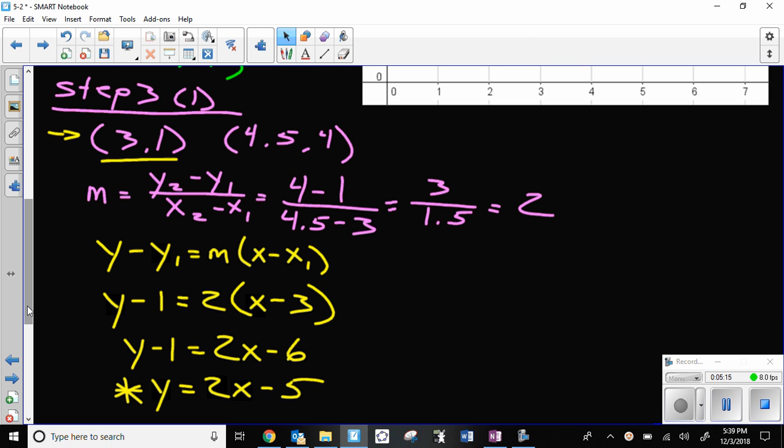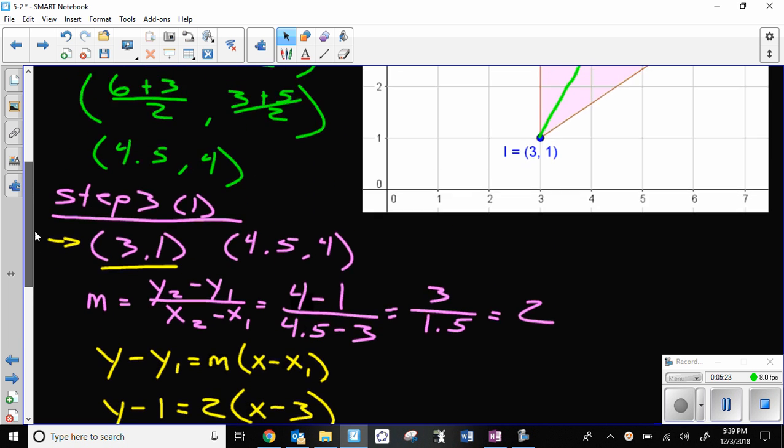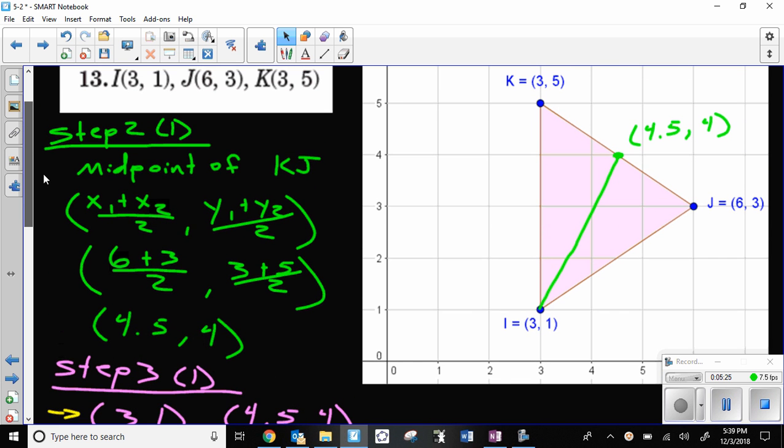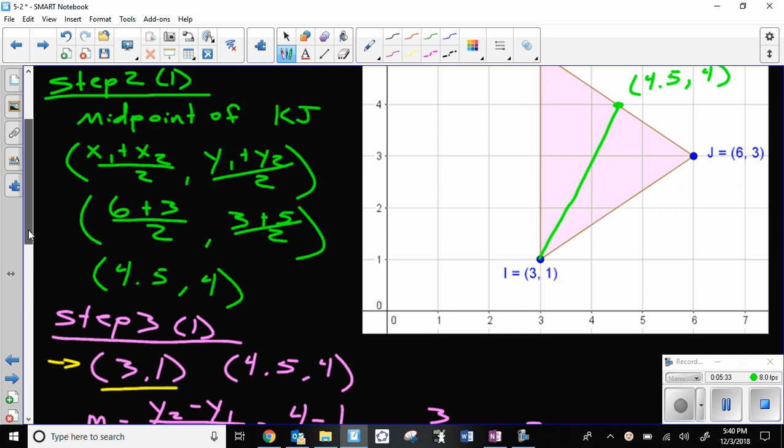So there's my first equation. And now we get to do it all over again. We get to do step 2 again and step 3 again. So I'm going to come back up to the top. And this time, let's say that we find maybe the midpoint of ji. Okay, so I'm going to come down here again.